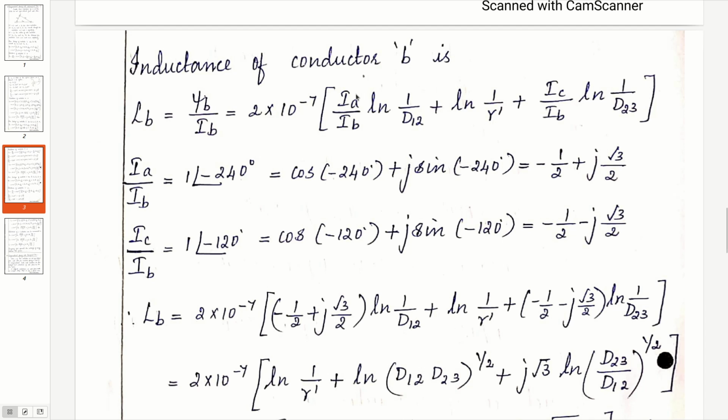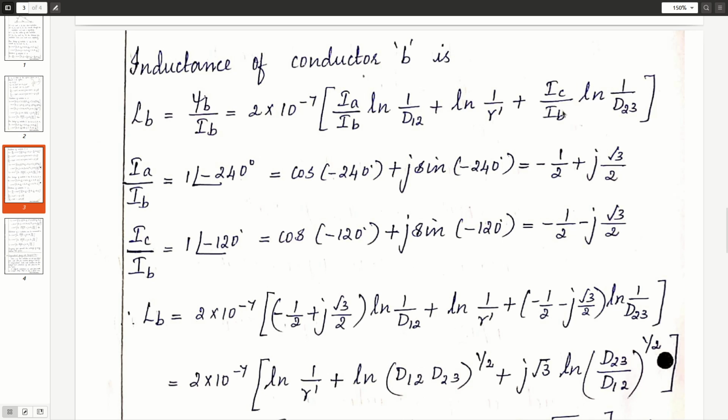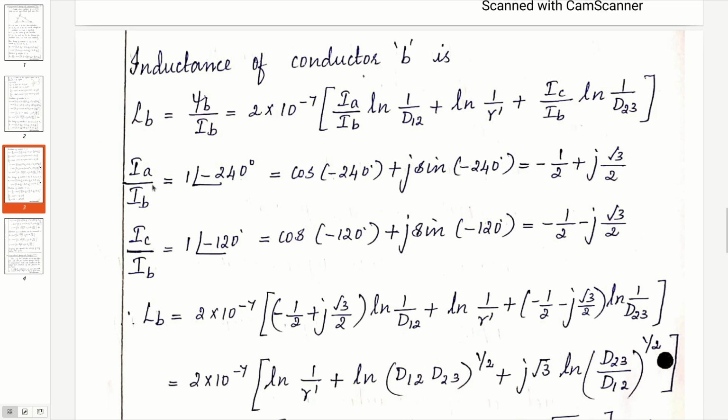So now we need the ratios IA by IB and IC by IB. Initially, along with the phasor diagram, we have written IA, IB, IC in terms of the phase angle. So now from those three relations we write IA by IB and IC by IB.